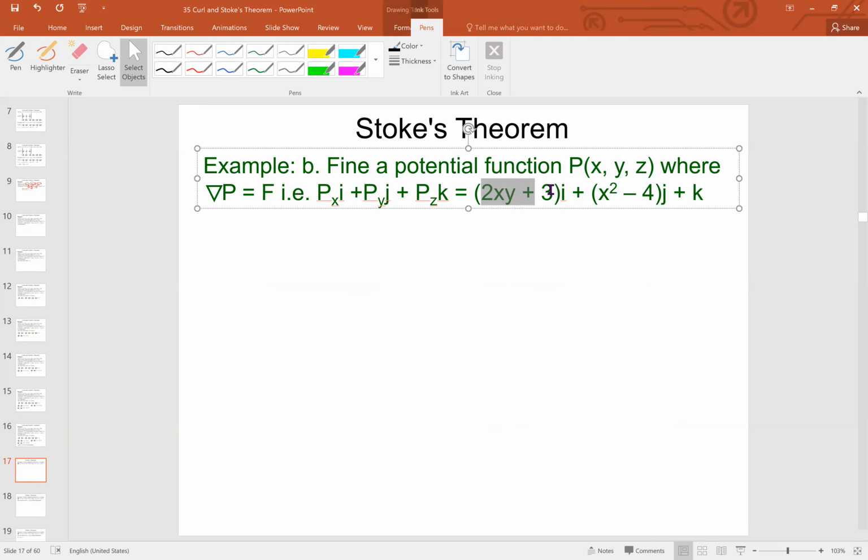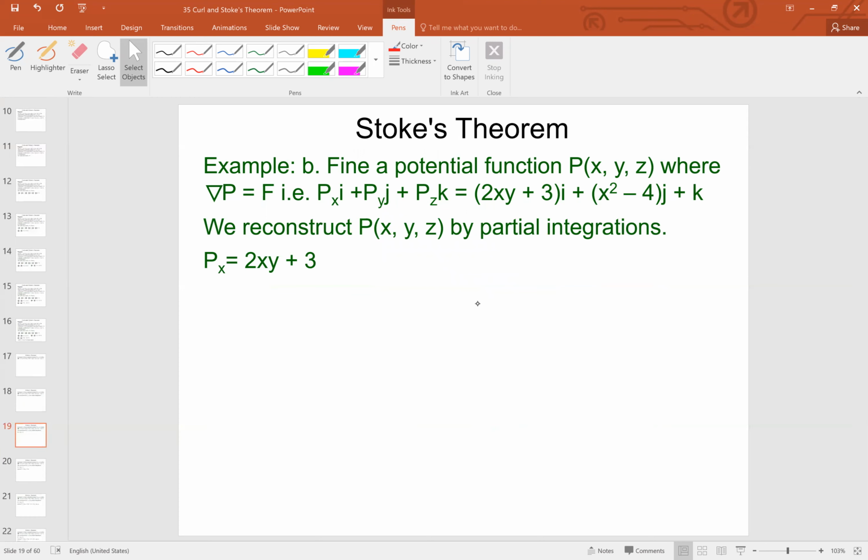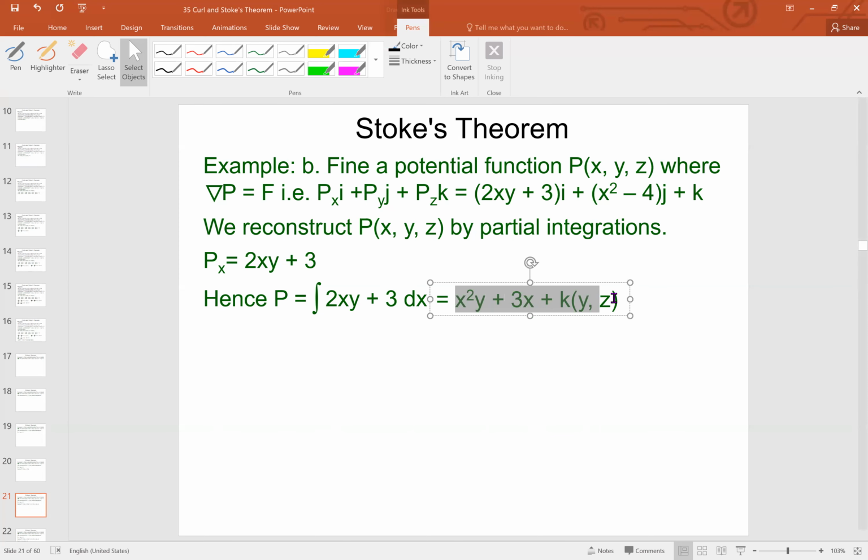So this is the derivative with respect to x. So I integrate with respect to x to recover p. If I take the antiderivative with respect to x, I get x squared y plus 3x, plus other things in y and z, which disappear when we take the derivative with respect to x. Then we take the derivative of this with respect to y to compare it to what it's supposed to be.